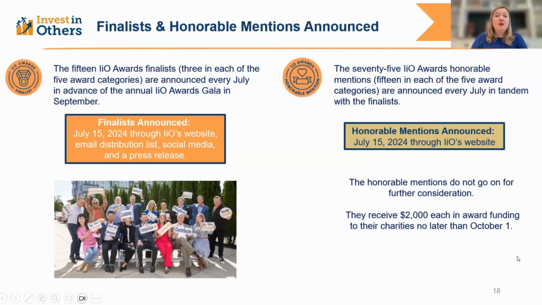Great, thank you. So judging wraps up in mid-June. If you're selected as a finalist, you'll be personally notified by the end of June. And the public finalist announcement this year is planned for July 15th. In addition to our marketing efforts, which will include an announcement on our website, email, social media, a press release, you will also receive tools including press release templates, graphics, and suggested language to help you, your firm, and charity really market this honor. If you're selected as an honorable mention, you'll be notified in early July prior to the public announcement on July 15th.